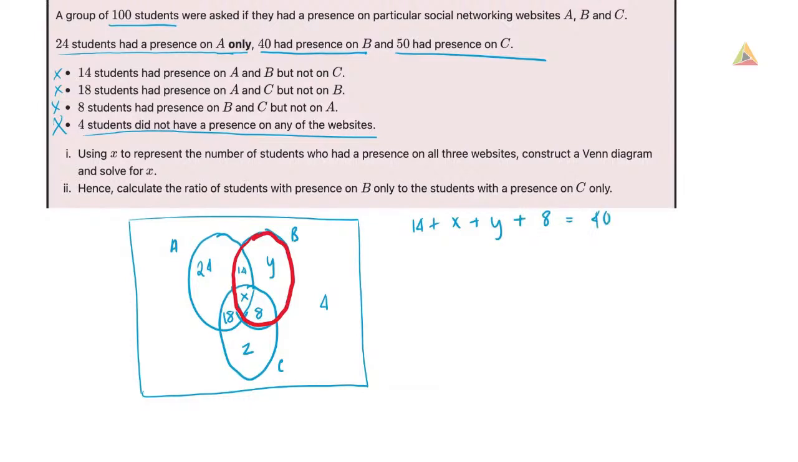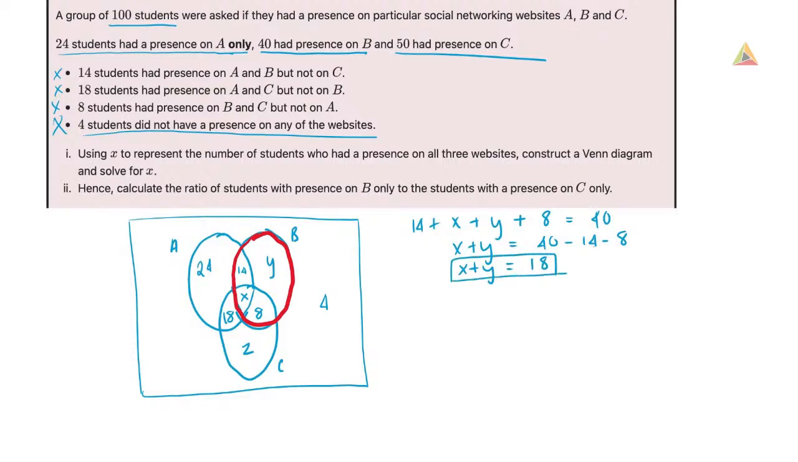Now we're going to rearrange the equation so that we have numbers on one side and letters on another. So X plus Y is equal to 40, take away 14, take away 8. You can put that straight into the calculator and you'll get X plus Y is equal to 18. That's one of the equations.